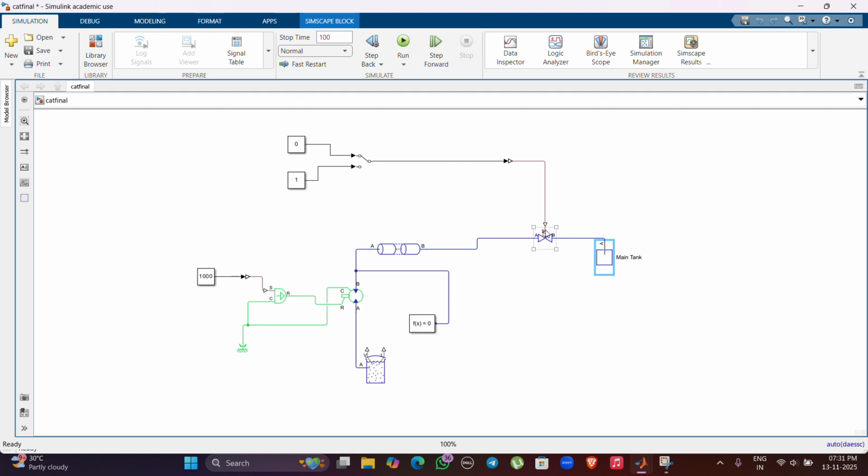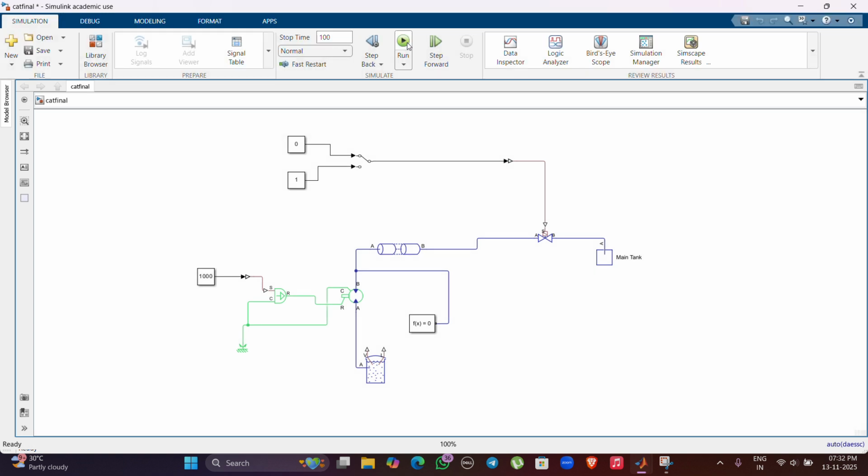To actuate the solenoid valve, we actually need a physical signal. So what we have done is we have taken a manual switch which is connected to two options, that is constant block 1 and constant block 2, which have values of 0 and 1. 0 means the switch is in off condition, 1 means the switch is in on condition. To send the electrical signal, we have attached a Simulink PS converter which will convert the electrical signal to a physical signal which is required to actuate the solenoid valve. So this is the circuit of our project.